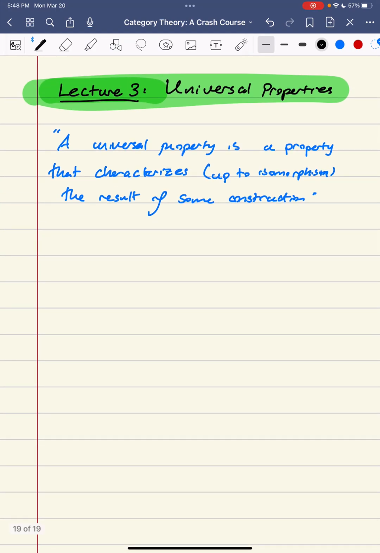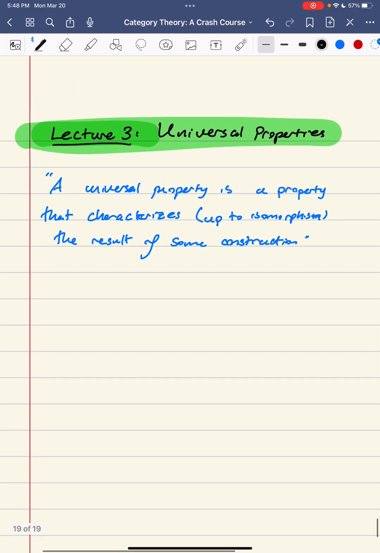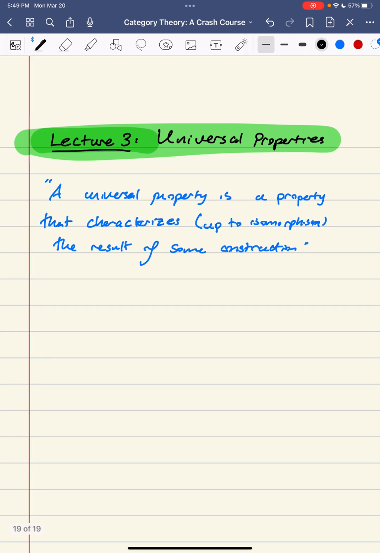Hi, everybody. So here we are with lecture 3. We're going to talk about universal properties today. This is the third lecture in our category theory crash course with quantum formalism.